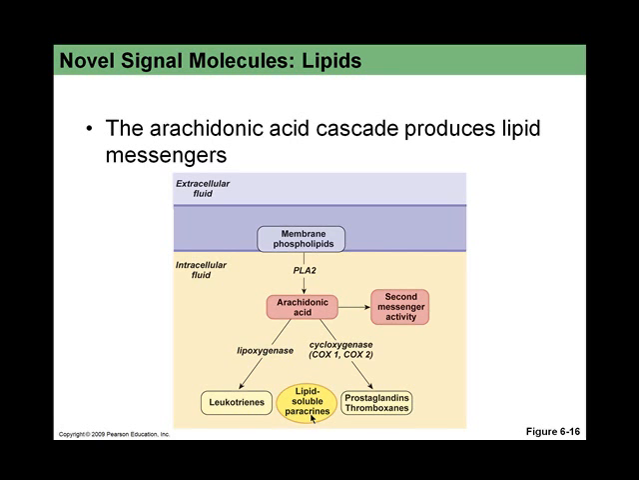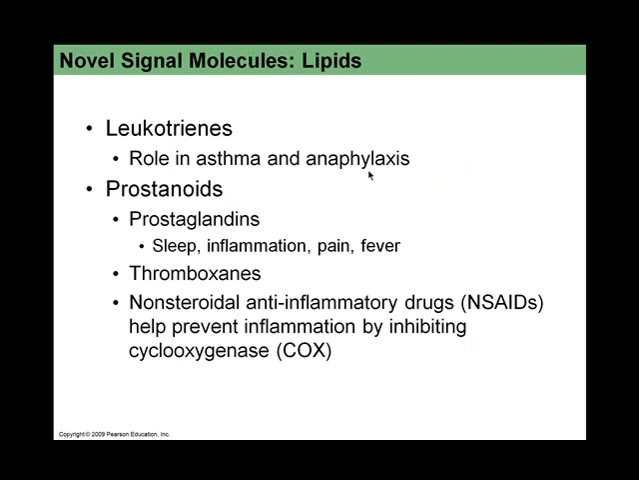Again, there's variations on that scheme of the distance, if you want to think of it that way, over which these can diffuse, remain active, and produce responses. But typically they're going to be localized inflammatory events. So the leukotrienes play a role in asthma and anaphylaxis.